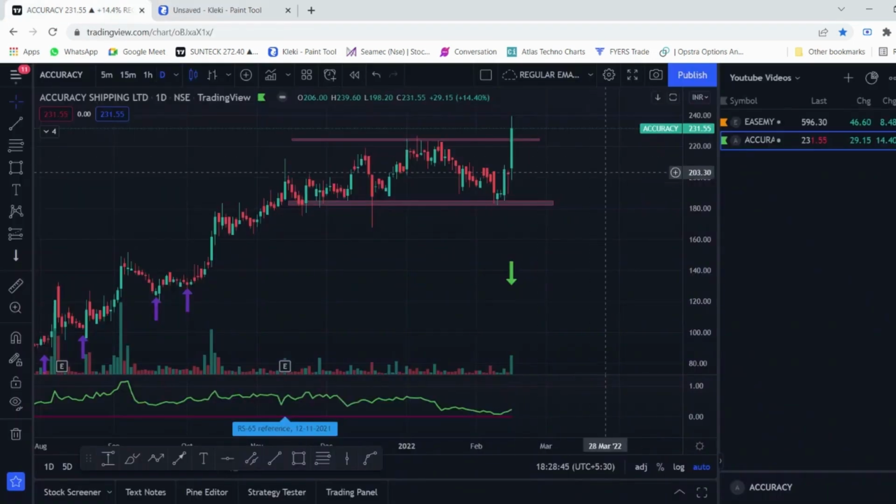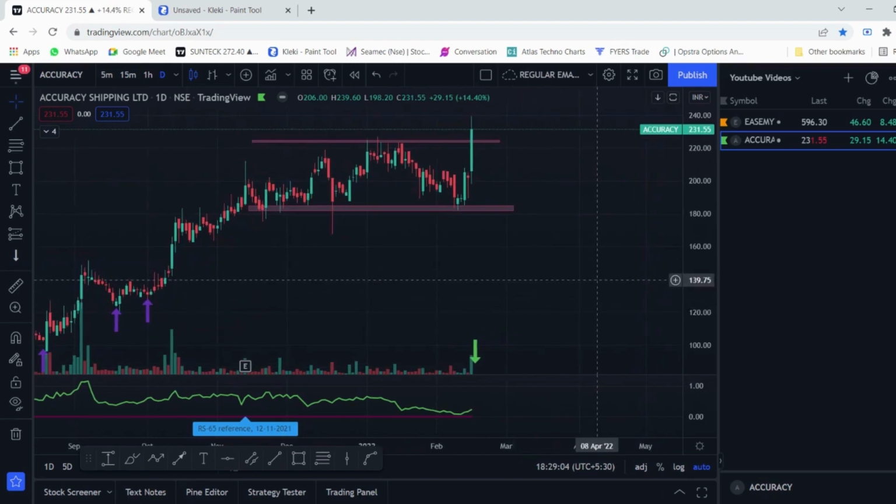Okay, so in this case as you can see, the stock is in a range and has broken out on huge volumes on this day, even when the market was very weak in today's condition. That means the stock has immense strength to move on the upper side. Also the volume was on the favorable side.